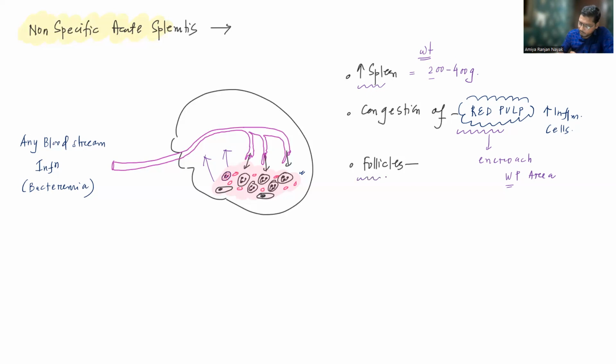What is going to happen in the follicles? Similar to what we have discussed in acute non-specific lymphadenitis, sometimes these follicles may undergo necrosis, especially if it is due to hemolytic streptococcus. And this necrosis can liquefy and form pus also. Okay, so these are the findings we are going to get in non-specific acute splenitis.